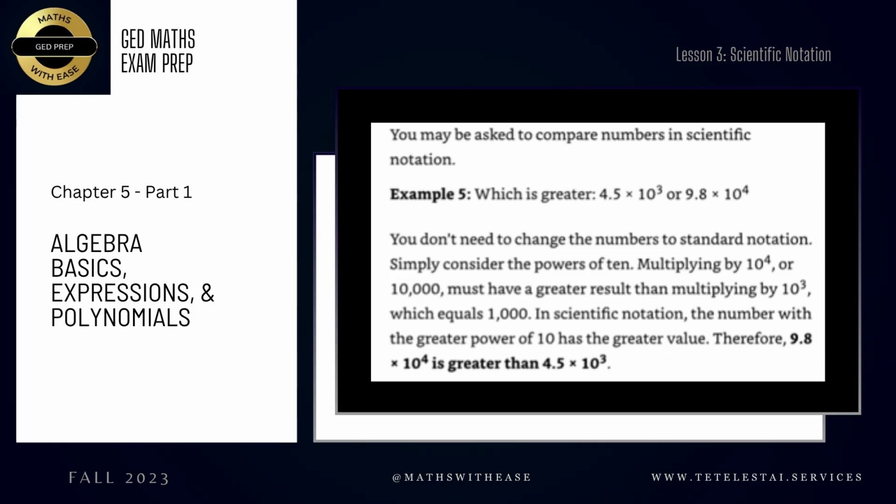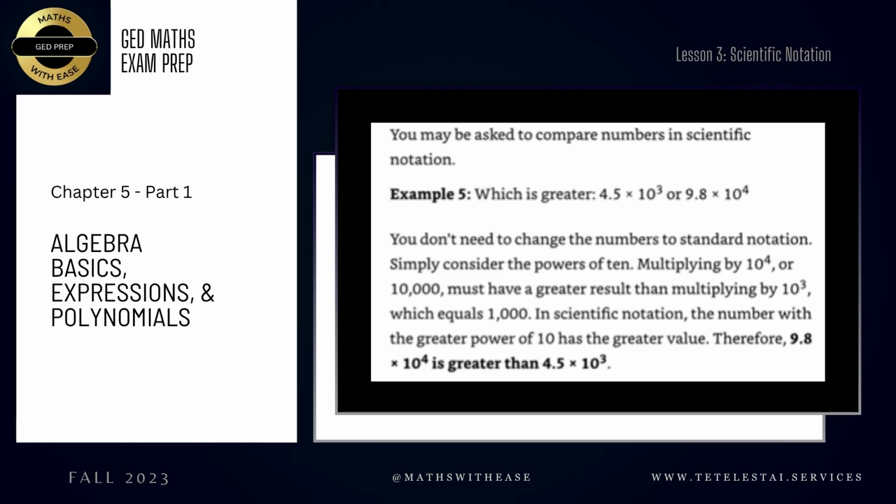And so this is what I was trying to explain earlier with the example I was giving, where you're trying to determine, okay, which of these is greater? So in this particular example, we have 4.5 times 10 raised to the power of 3, and then we have 9.8 times 10 raised to the power of 4, and you need to determine which of these is greater. Well, you don't need to change the numbers to standard notation. You would just simply consider the powers of 10, right?